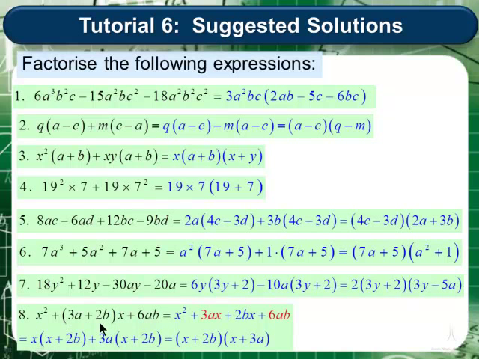So this common factor x plus 2b from the 2 terms now must be taken, and we are left with the terms x in the first instance and also 3a in the second case. So the factorized version of the expression given in problem number 8 will be x plus 2b in brackets multiplied with x plus 3a in brackets. So this gives us then the suggested solutions for tutorial number 6.